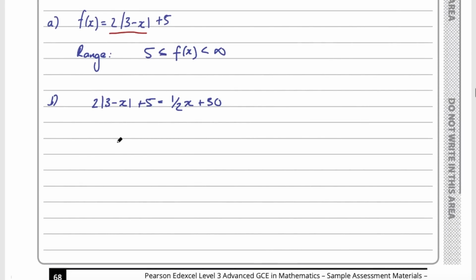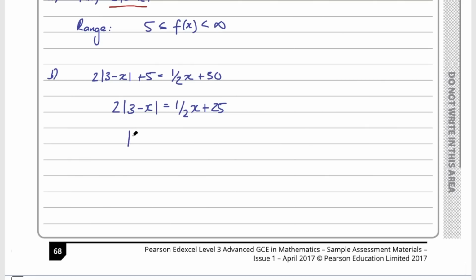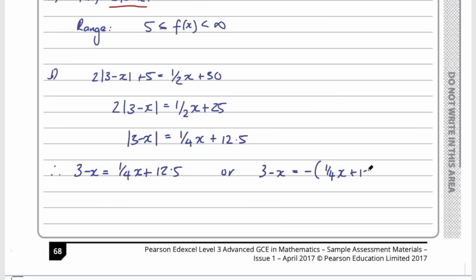Now we need to go ahead and solve this. So the first thing we can do is subtract 5 from the right hand side. So we've got 2 multiplied by the absolute value equal to a half x plus 25. And then we can divide by 2, and we'll have the absolute value of 3 minus x equal to a quarter x plus 12.5. And so to deal with this absolute value side, the right hand side will either be positive or negative. So for the next line, we can say therefore 3 minus x equals positive quarter x plus 12.5, or 3 minus x equals negative quarter x plus 12.5.